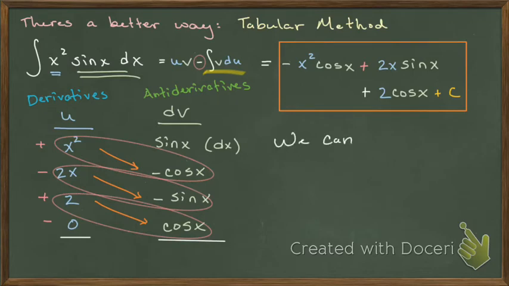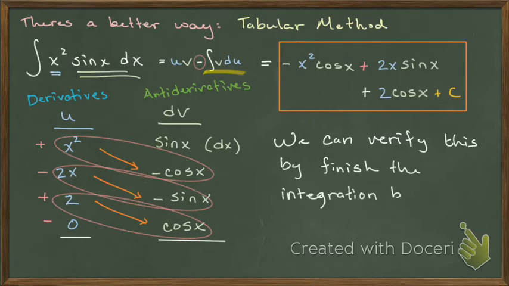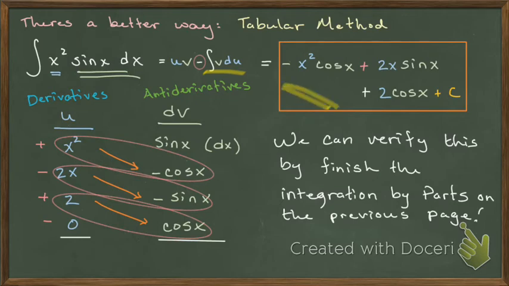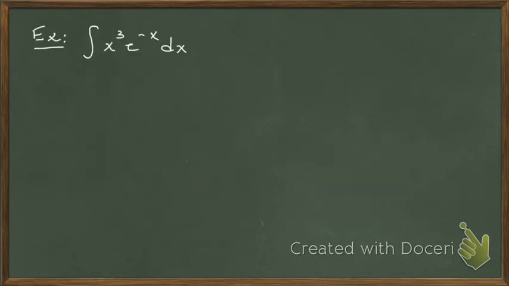We can absolutely verify this by finishing what we started with the integration by parts on the previous slide. So go back and go through integration by parts again, and you should get exactly this equation here. You should get that antiderivative. I'm going to do the second example. I'll go through it a little quickly and show you the same thing.